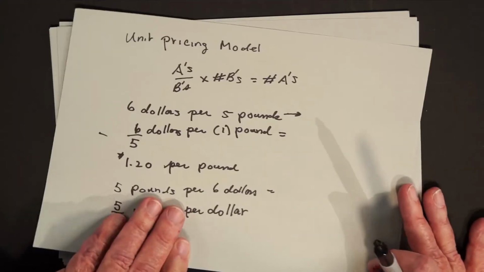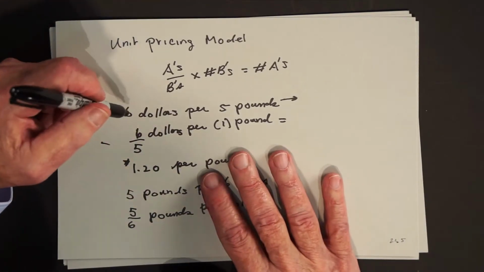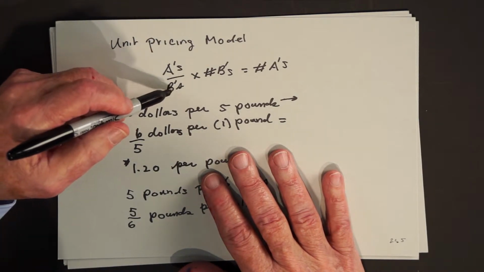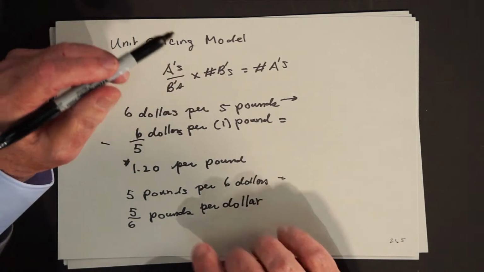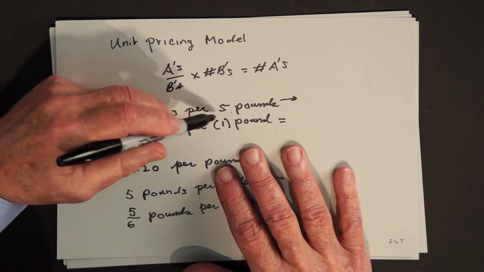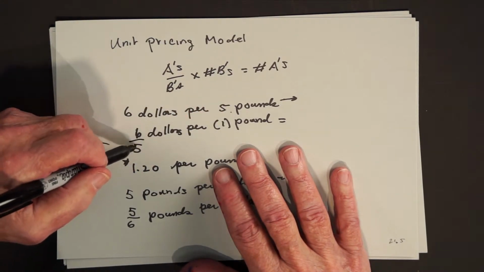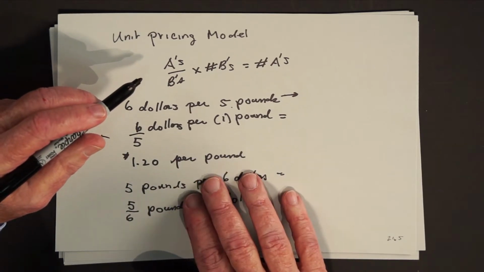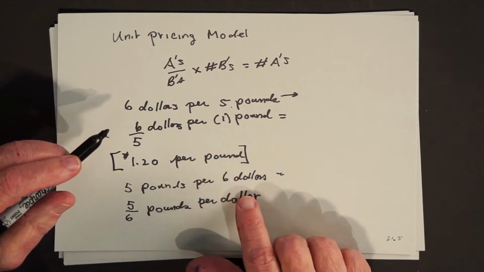The way I happen to like to do it is what we call the unit pricing theme. For example, you can write this abstractly. If you know how many A's you get per B, and you multiply that by the number of B's, that will give you the number of A's. In other words, if you can get $6 per 5 pounds, I can multiply both sides here, divide both sides by 5, and I find out it's 6/5 of a dollar per 1 pound.